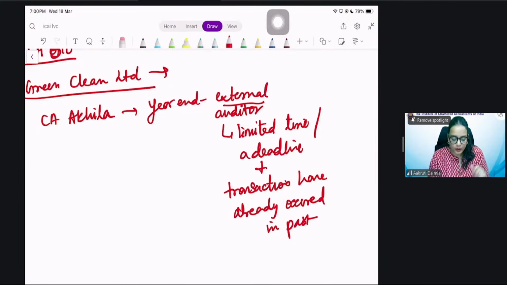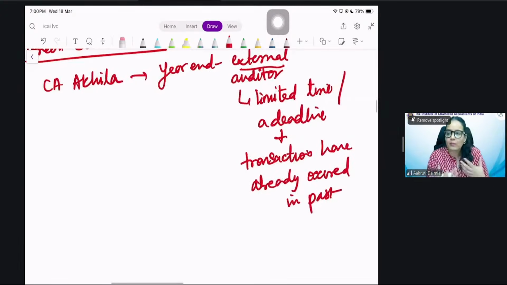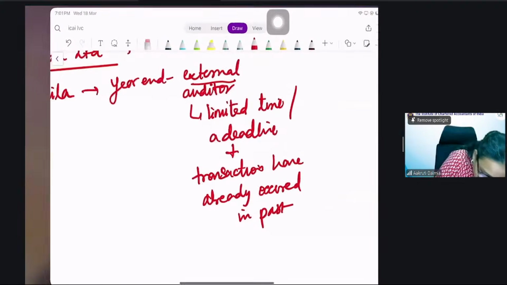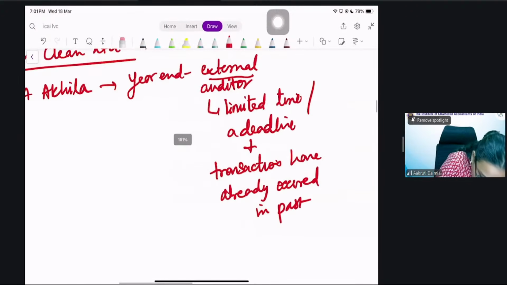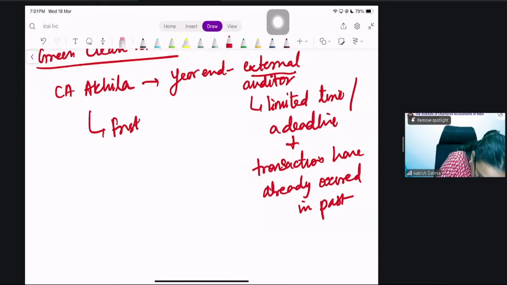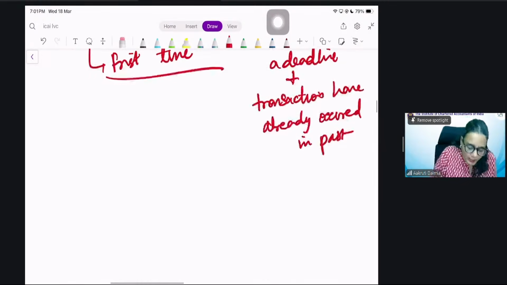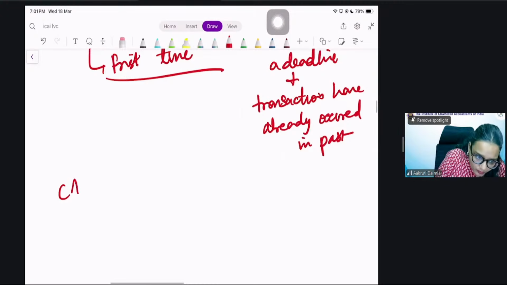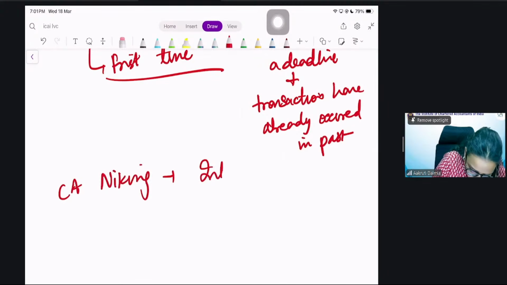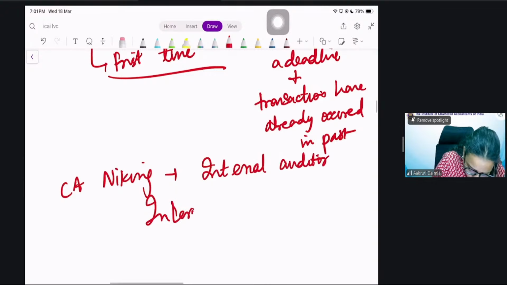Now Akhila knows that she might be able to do only sampling, and not in detail. This is the first time she's an auditor for this company. Now Akhila comes to know there is also CA Nikunj, who is the internal auditor of the company. The company has a proper internal audit department.